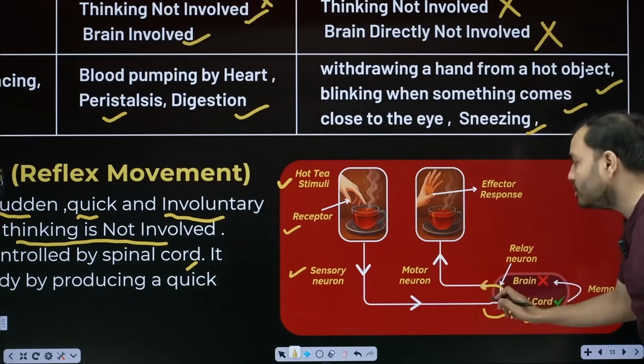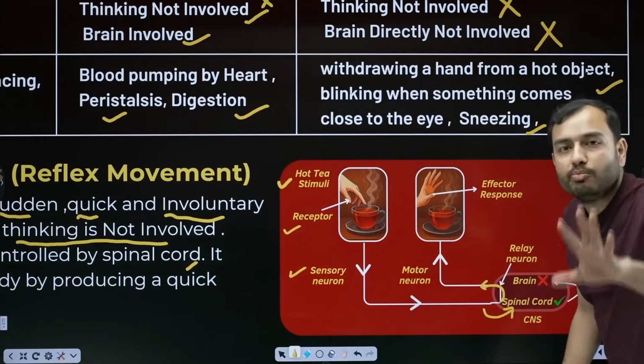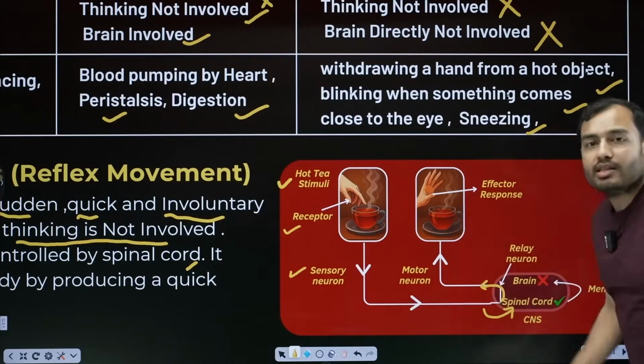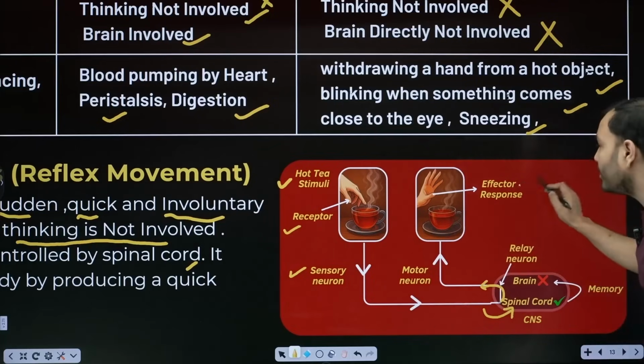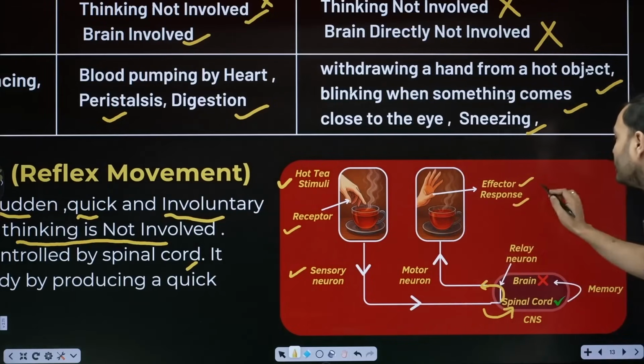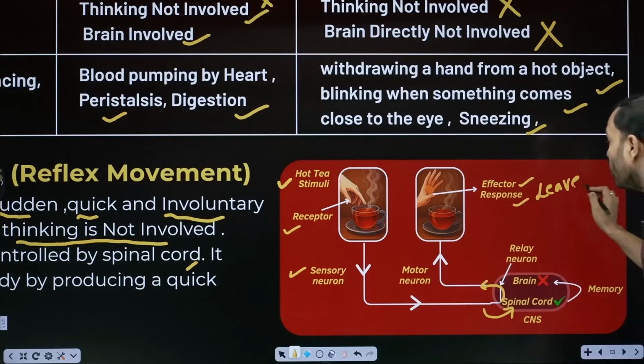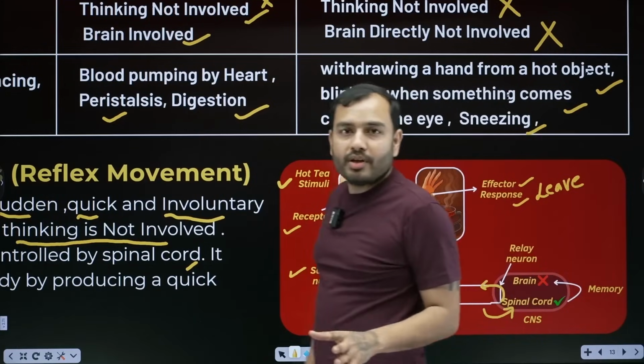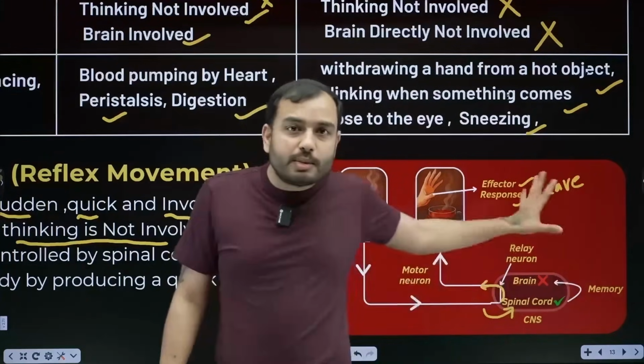What did it immediately send back from here? A motor neuron sent the impulse back to your hand. This time the hand becomes the effector. And what response did you give this time? Leave it. This is hot tea, leave it. This happens very quickly, though I explained it for so long.